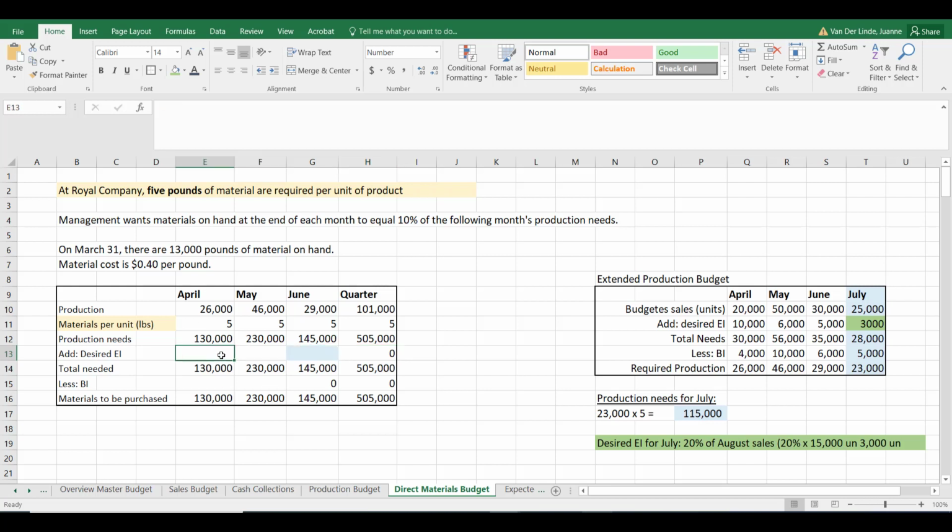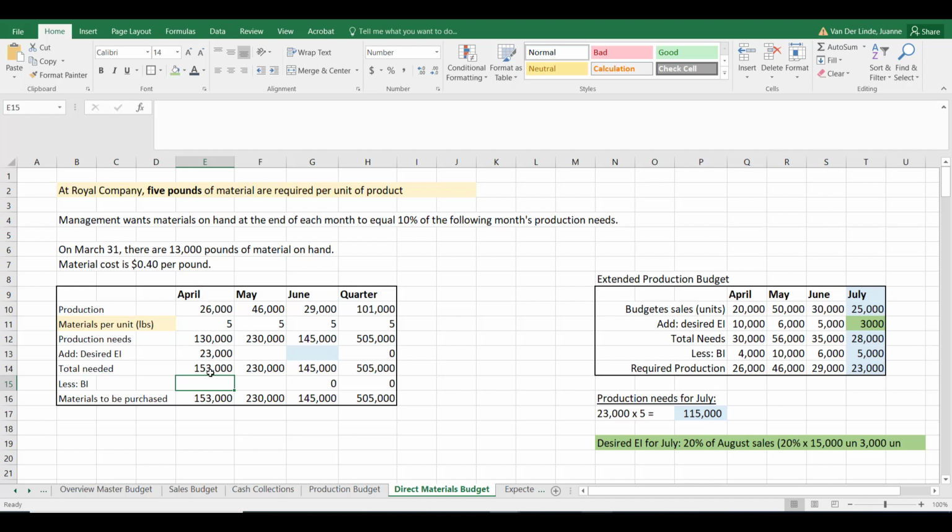So now let's focus on April itself. In April, we know we'll need 130,000 pounds of raw material. But how much raw material do I want to end the month with? Well, management wants us to end each month with 10% of the following month's production needs. So 10% of the next month's production needs, well, next month we need 230,000 pounds of raw material. So we'll just find out what 10% of 230,000 is, which is 23,000. So if I know I need 130,000 for production, but I want 23,000 left over, that means overall I need 153,000 pounds of raw materials. But I wouldn't necessarily need to buy all of that if I started the month with something. And it says here on March 31st, there are 13,000 pounds of raw material on hand.